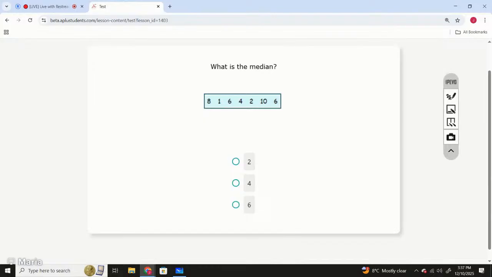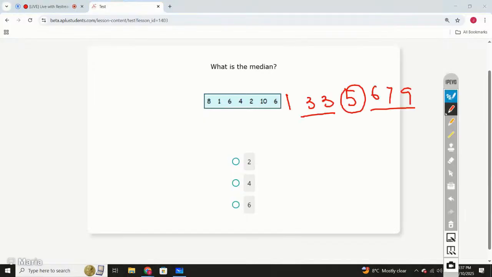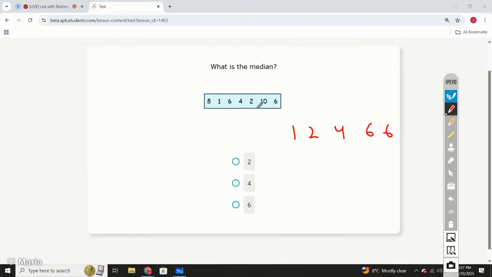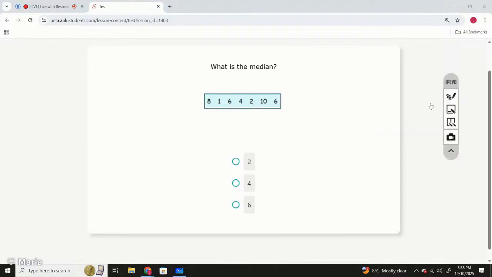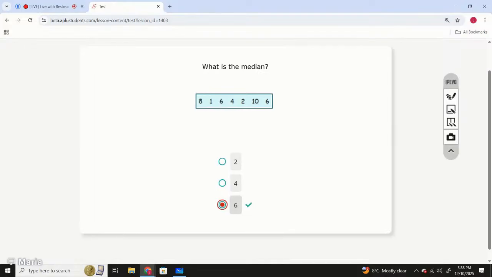What is the median? Let's just arrange the numbers from least to greatest. So they are 1, 2, 4, 6, 6, 8, and 10. So the median is 6. The median is the number that is exactly in the middle of the data set. So that is 6. The correct option is 6. Option number 3 is the correct option.